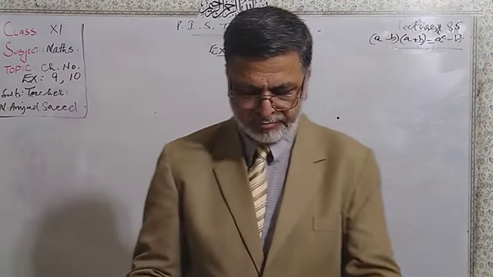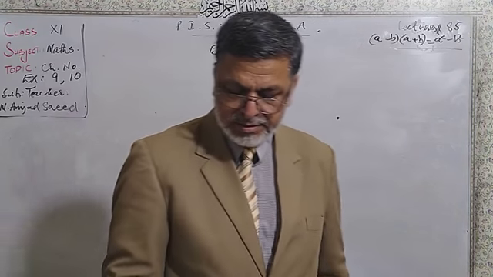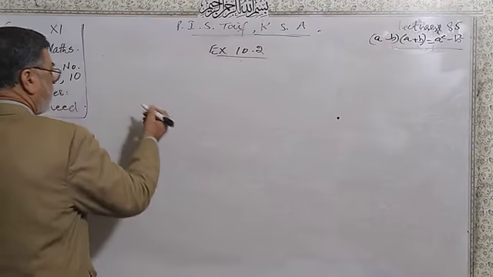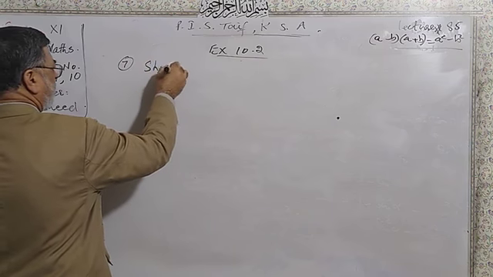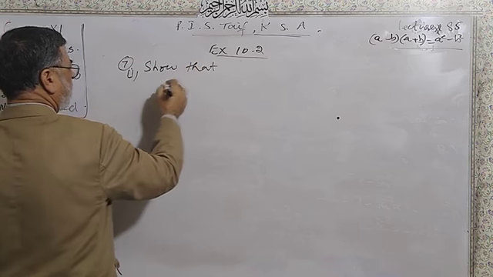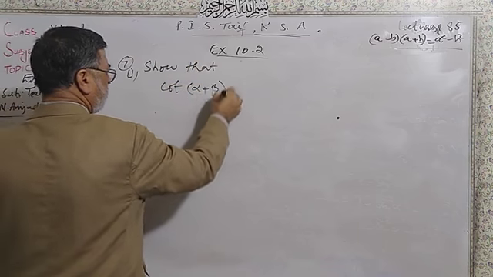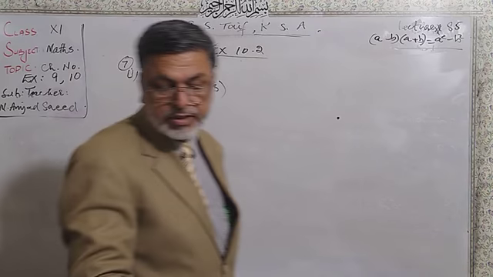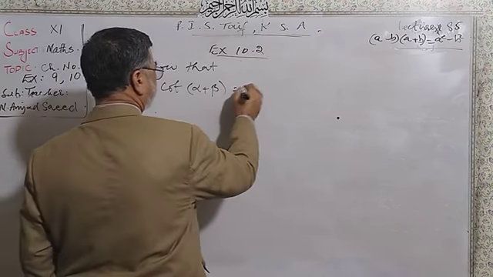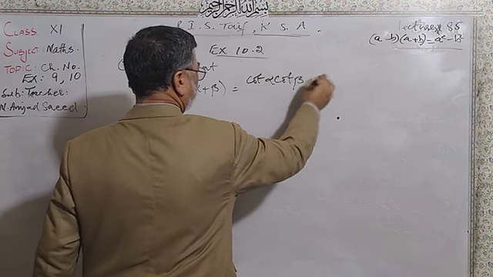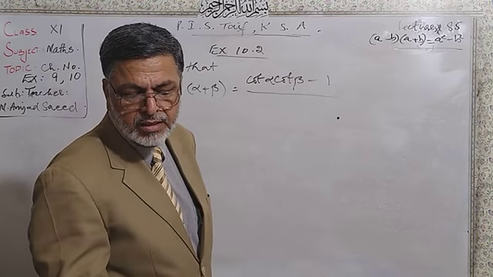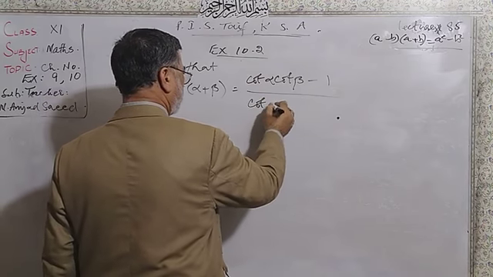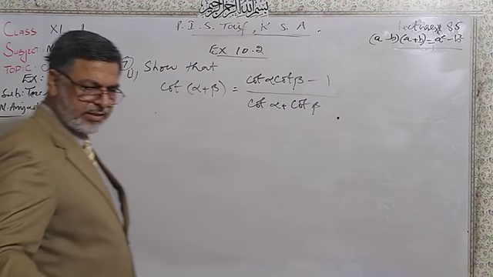Question number 7, part 1. Show that cotangent alpha plus beta is equal to cotangent alpha cotangent beta minus 1 over cotangent alpha plus cotangent beta.